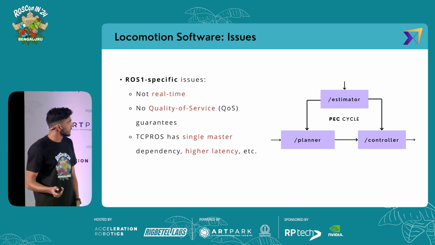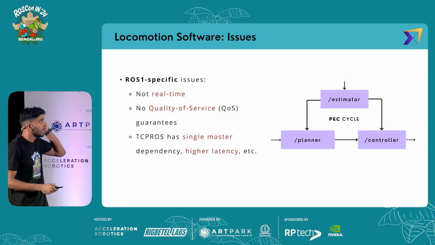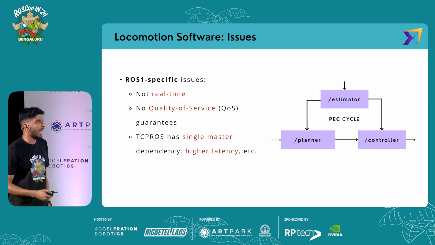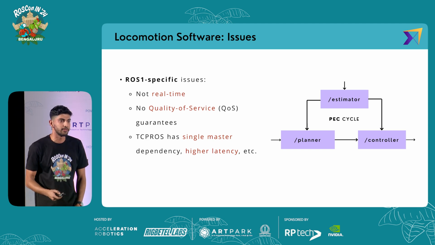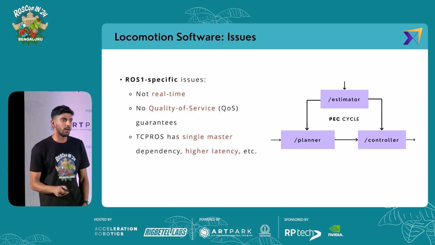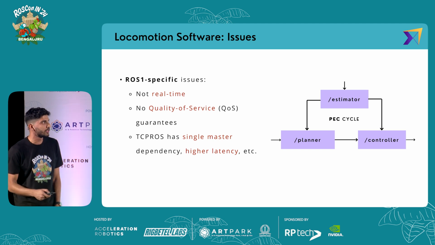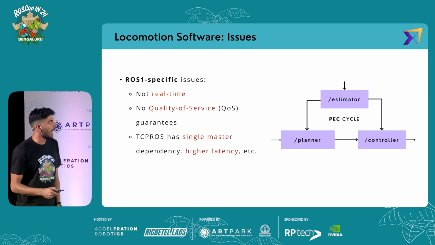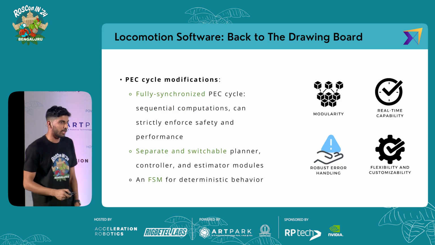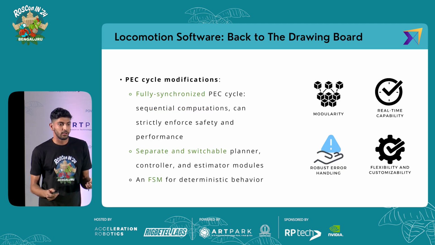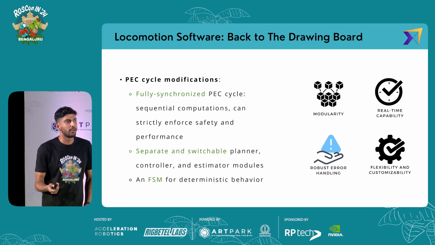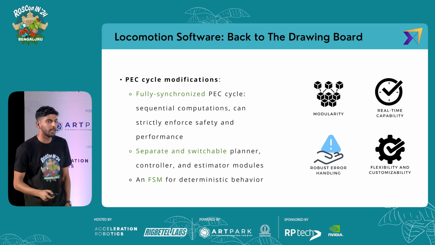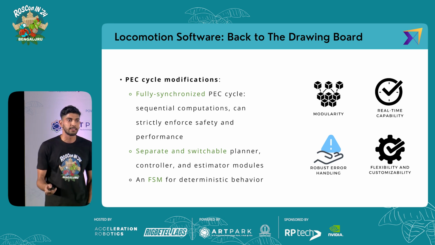The second set of issues that we run into is, of course, now well known because of ROS1's lack of support for real time and quality of service features. To circumvent these issues, we redid the architecture of the locomotion software, and here I would like to highlight the key changes that you can also keep in mind if you are developing software for legged robots. The first modification that we did is we made the PEC cycle synchronous.